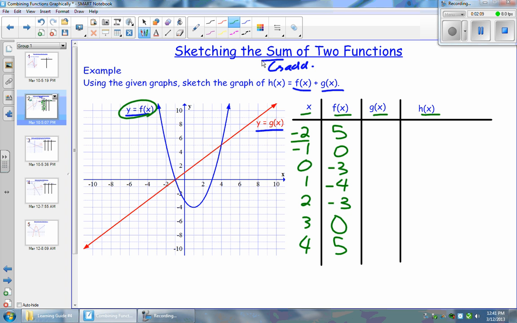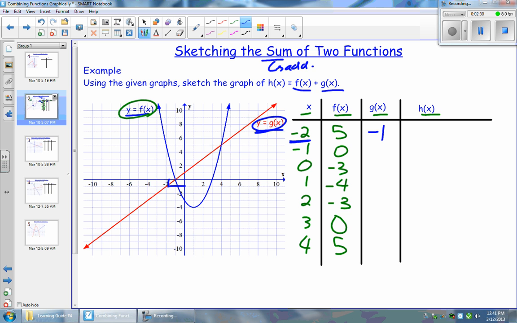Now y is equal to g of x. We're going to read off some points. At x is equal to -2, you need to tell me what is the corresponding y value on g of x. So we're looking at this linear graph now. At -2, the corresponding y value on the linear graph is going to be -1. Okay? Sorry, let's keep going here.